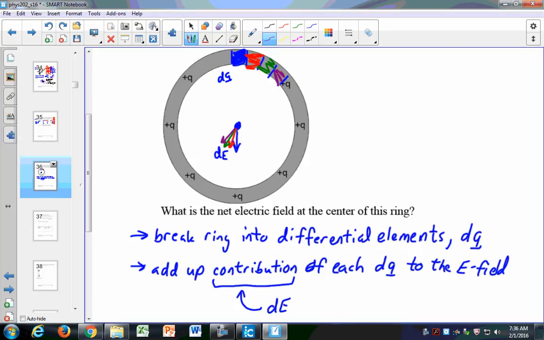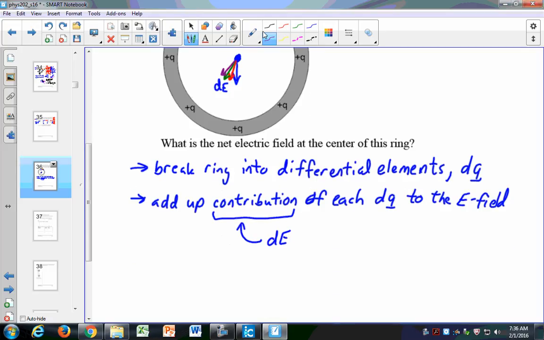You go all the way around the ring, calculating what is the contribution of each differential element q, dq, we're calling it, a little bitty, infinitesimally small portion of the charge on the ring. And we go all the way around, starting at one point and going all the way around to the other point, and we find the total electric field.